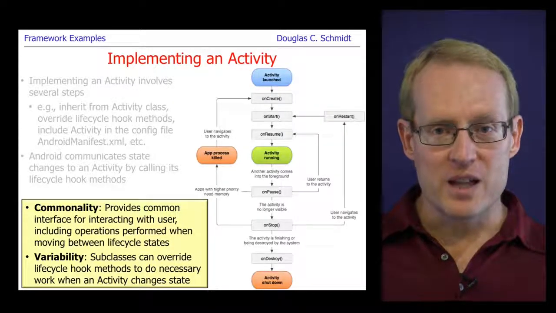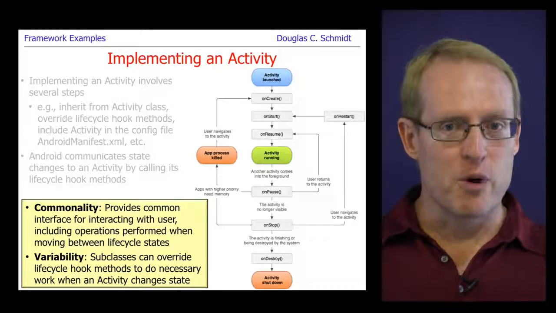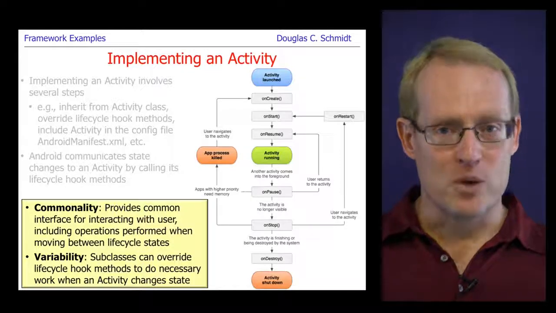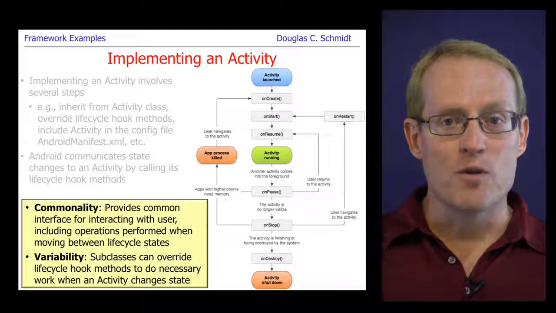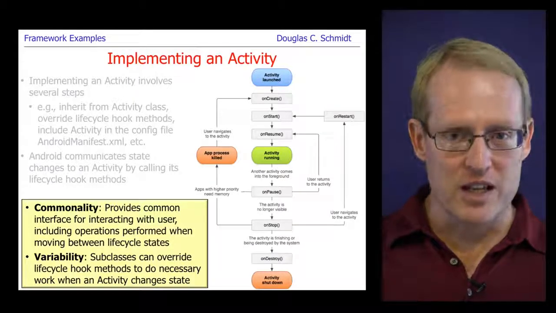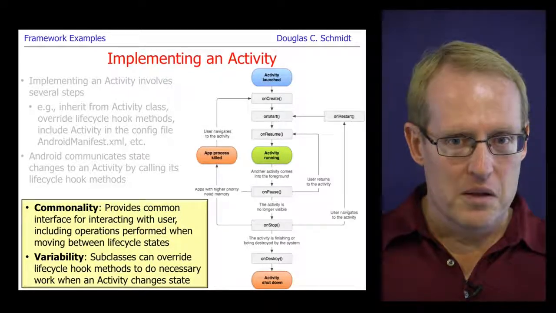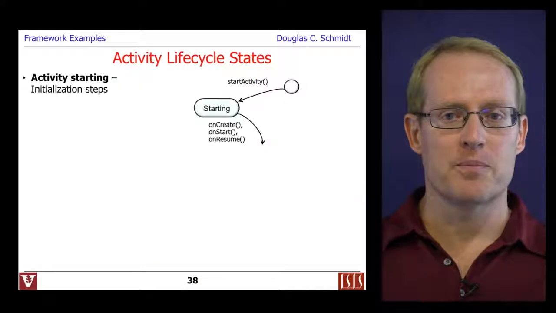The activity class provides a common interface for interacting with users, including operations that are performed as you move between lifecycle states. And of course, the variabilities are provided by enabling subclasses to override various methods, especially the lifecycle methods, to do the necessary things to remedy and address what happens as the states change in the system.